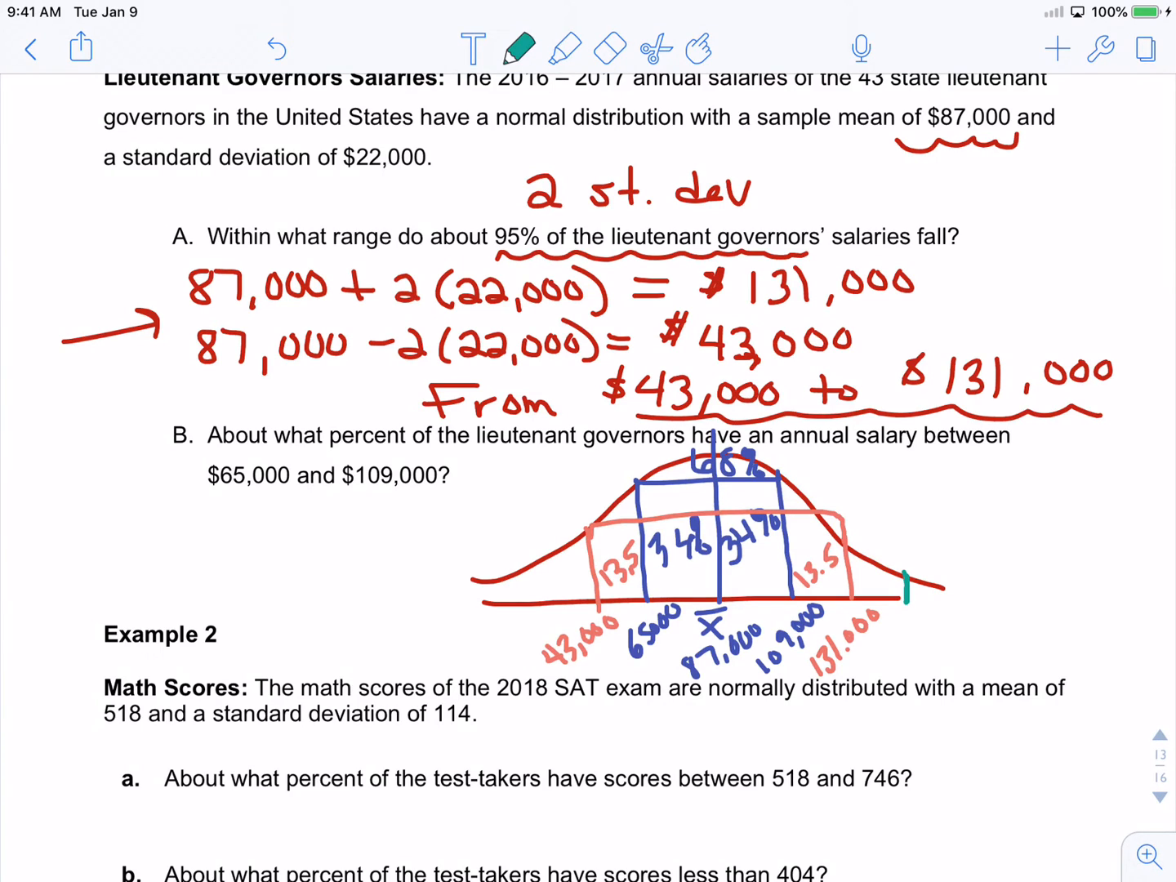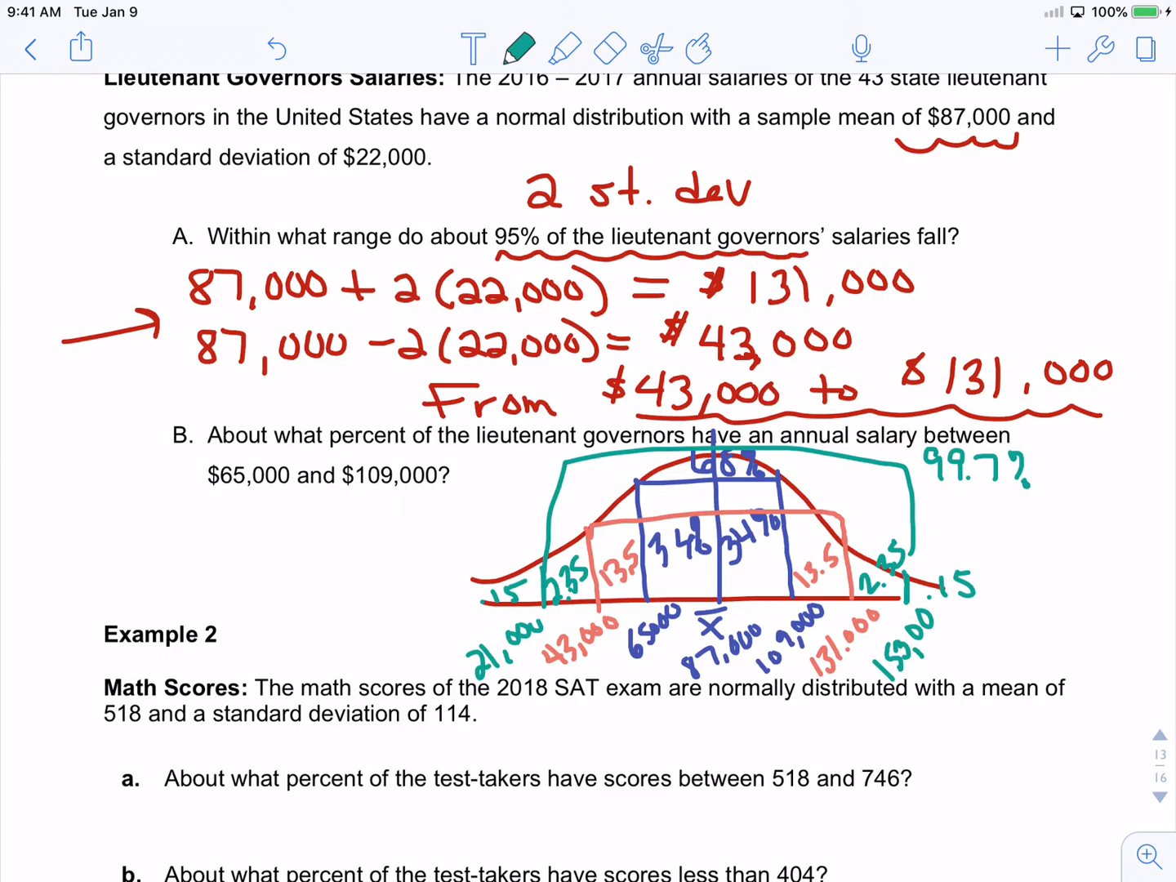If I continue to add, I would add another 22 to 131. That gives me 153. Or I would subtract 22 from 43, and that gets me 21,000. And that should be 2.35 on either side, because 3 standard deviations is supposed to be 99.7%. And that little leftover one is the 0.15% on either side. So this would be how the empirical rule looks when you're applying it to information.